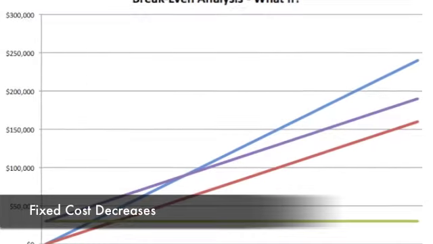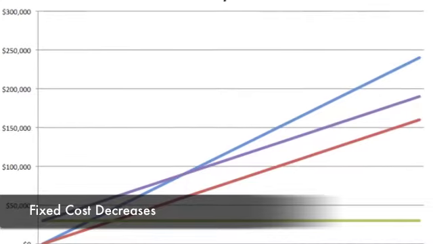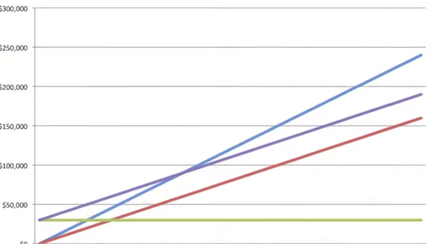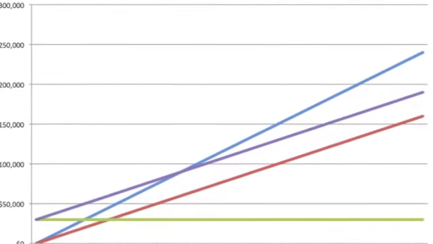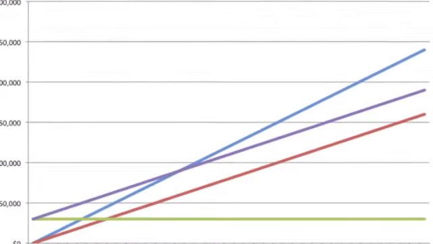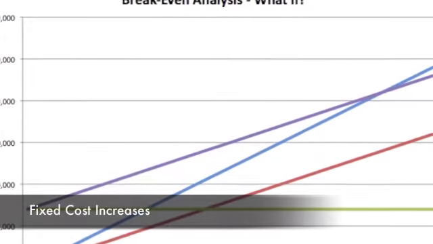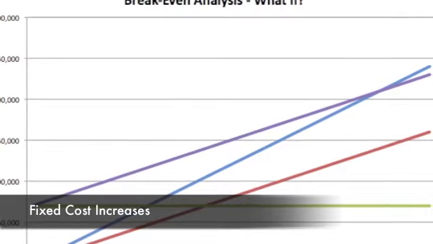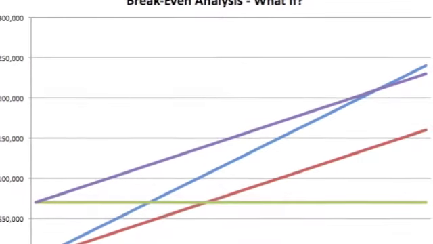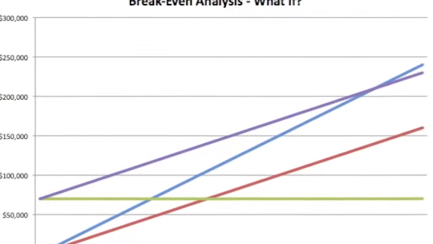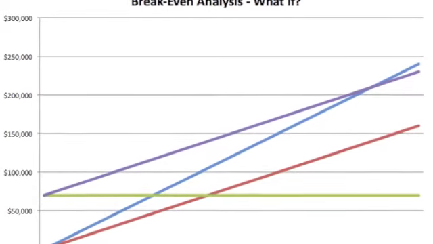When fixed cost decreases, the total cost decreases as well. The break-even point can be reached at a lower level of output. When fixed cost increases, the total cost increases as well. A higher level of output is required in order to reach the break-even point.